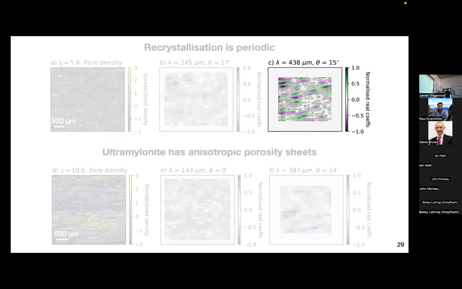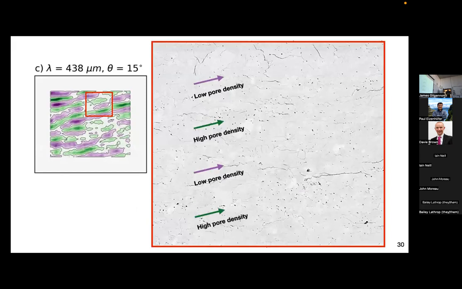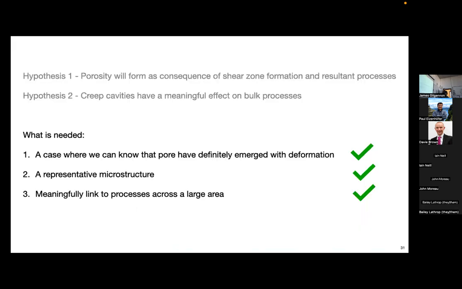Okay, so if we were to zoom in on this and show you what it looks like in the rock, what you see in this area is a low density of pores, high density of pores, low density of pores, high density of pores. So you can really localize on your microstructure exactly where things are happening.